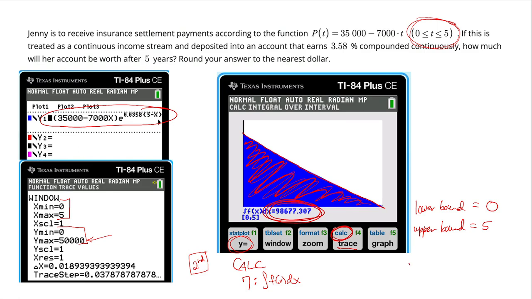So the answer is, rounded to the nearest dollar, $98,677. So that's how much Jenny's account is worth after 5 years.